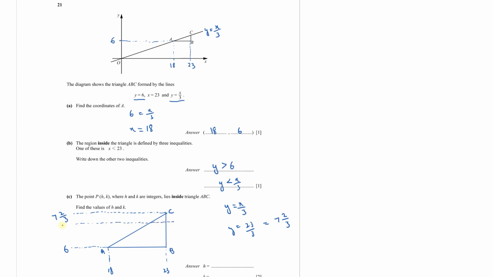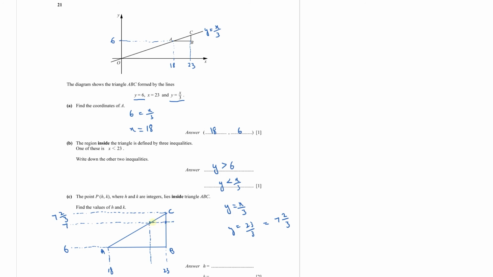So this is y equals 7, this line here. So we know that k is 7. Now we have to find the value of h. So h is the x coordinate. This is the smallest possible value of the x coordinate, right? And the largest possible value is 23, but 23 is not a valid value because it is on the boundary. This is also on the boundary, so we need some integer between these two values.